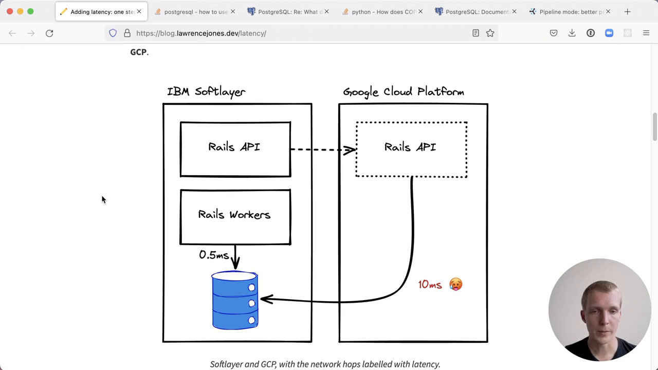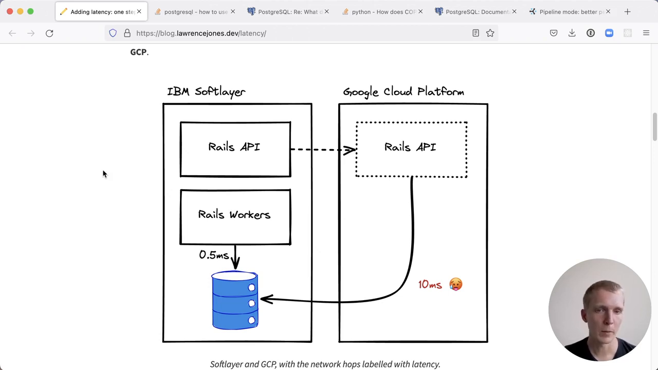They measured around 0.5 milliseconds when they were accessing the database from within the SoftLayer data center, going from a local application server directly to that database in the same data center. Versus if they went from GCP to IBM SoftLayer, then that would actually take 10 milliseconds, which is a lot slower. This is a challenge.